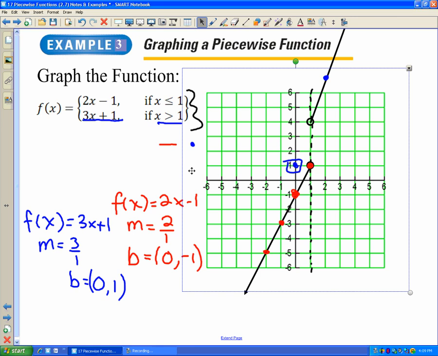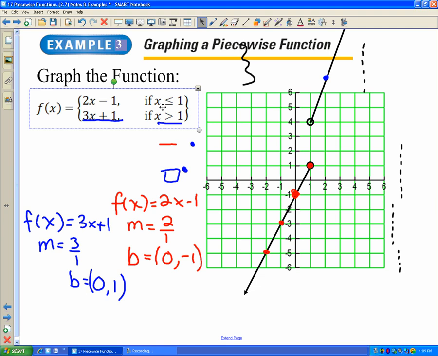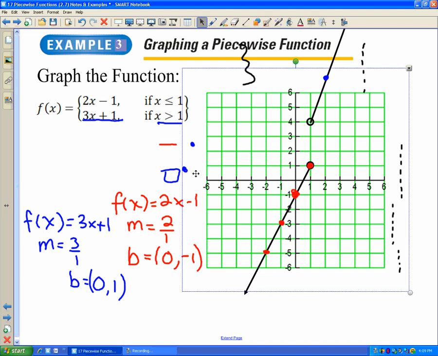That's what my graph looks like. This point is not part of my graph, so I'm going to get rid of it. This black dotted line is not part of my graph. That was just so that I know where things were broken up, so I can get rid of it. This here is my graph. So when x is less than or equal to 1, I have this equation. When x is greater than 1, I have this equation. Fairly straightforward. I'm graphing the way I know to graph, but I'm breaking it up over the domain. Let's try something else.